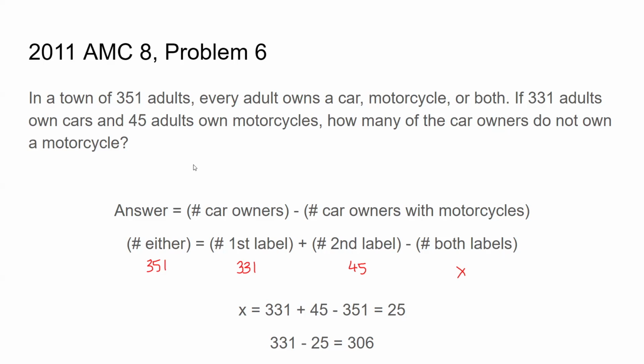So the number of car owners minus the number of adults who own both is 331 minus 25, which is our final answer of 306 car owners who do not own a motorcycle.